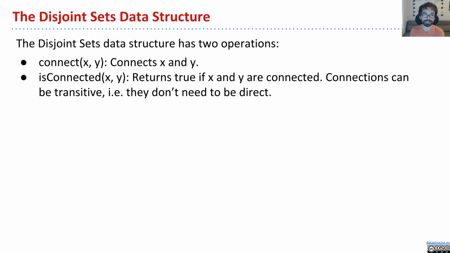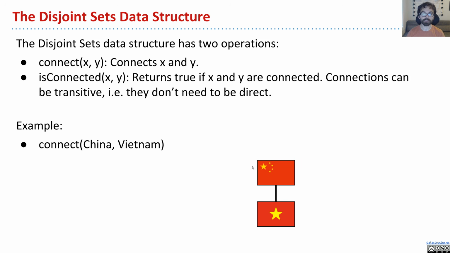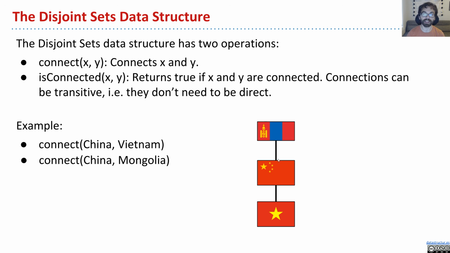So it has two operations. The first is connect, which connects two items. And the second is connected. And it returns if two items are connected. Now, connections can either be direct or they could be indirect, that is, the result of a bunch of transitive connection operations. So for example, let's suppose we connect China and Vietnam in our data structure. And then we connect China and Mongolia. And then we ask, are Vietnam and Mongolia connected? Yes. Well, the answer is they are indeed, because we have a transitive set of connections.